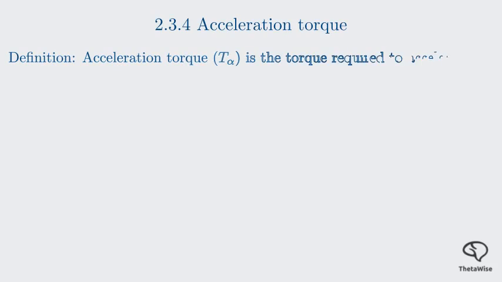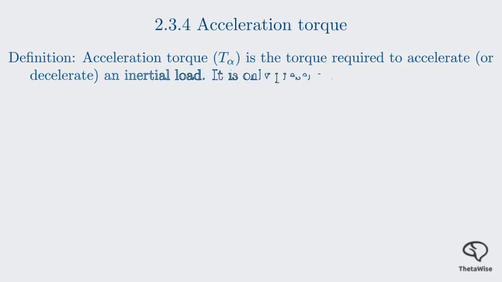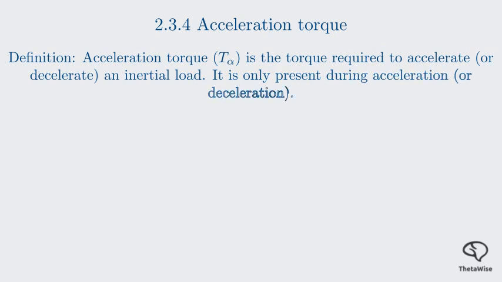We've now seen how torque causes rotational motion and how to calculate work and power. But what if the speed is changing? This leads us to our next topic, acceleration torque. Acceleration torque is the extra torque, in addition to the load torque, required to make an object spin faster or accelerate it.